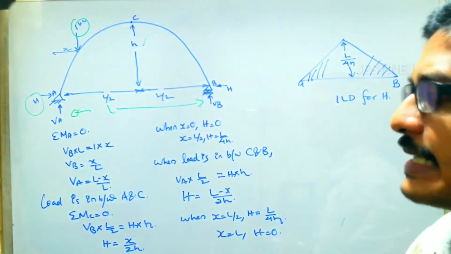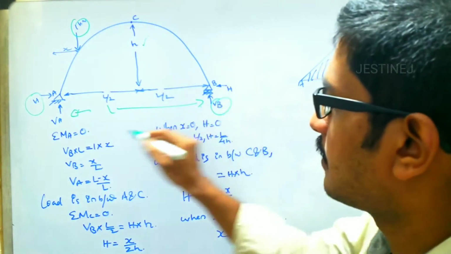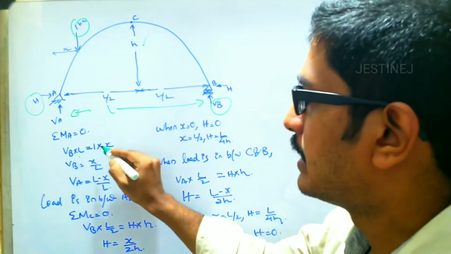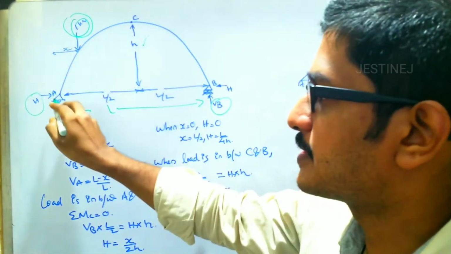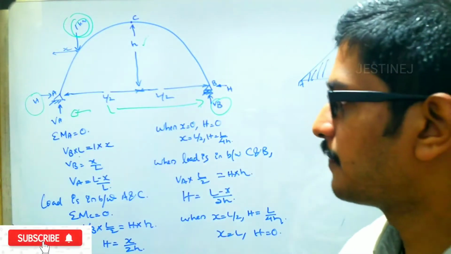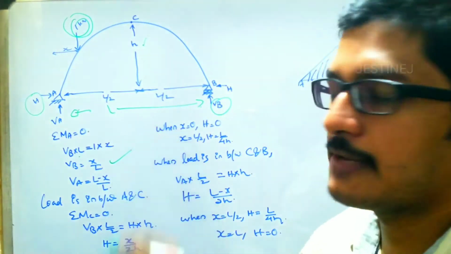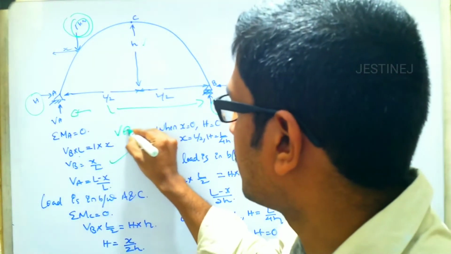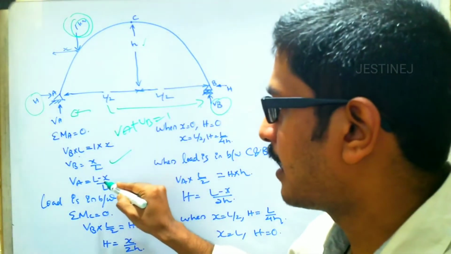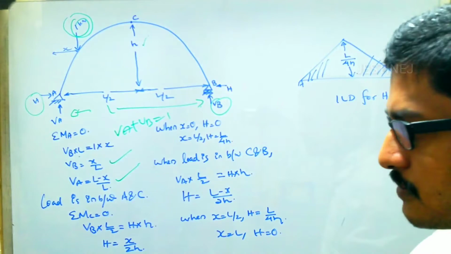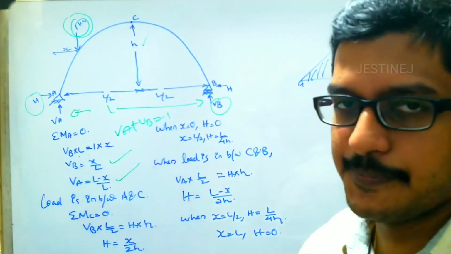If you take the moment about the point A, we will know that VB multiplied by L equals the 1 kilonewton load multiplied by its distance from the support A, which is X. So we will get VB equals X by L. Then we know that VA plus VB equals 1, and if you substitute the values, you will finally get VA equals (L minus X) by L. So these are the values for VB and VA.